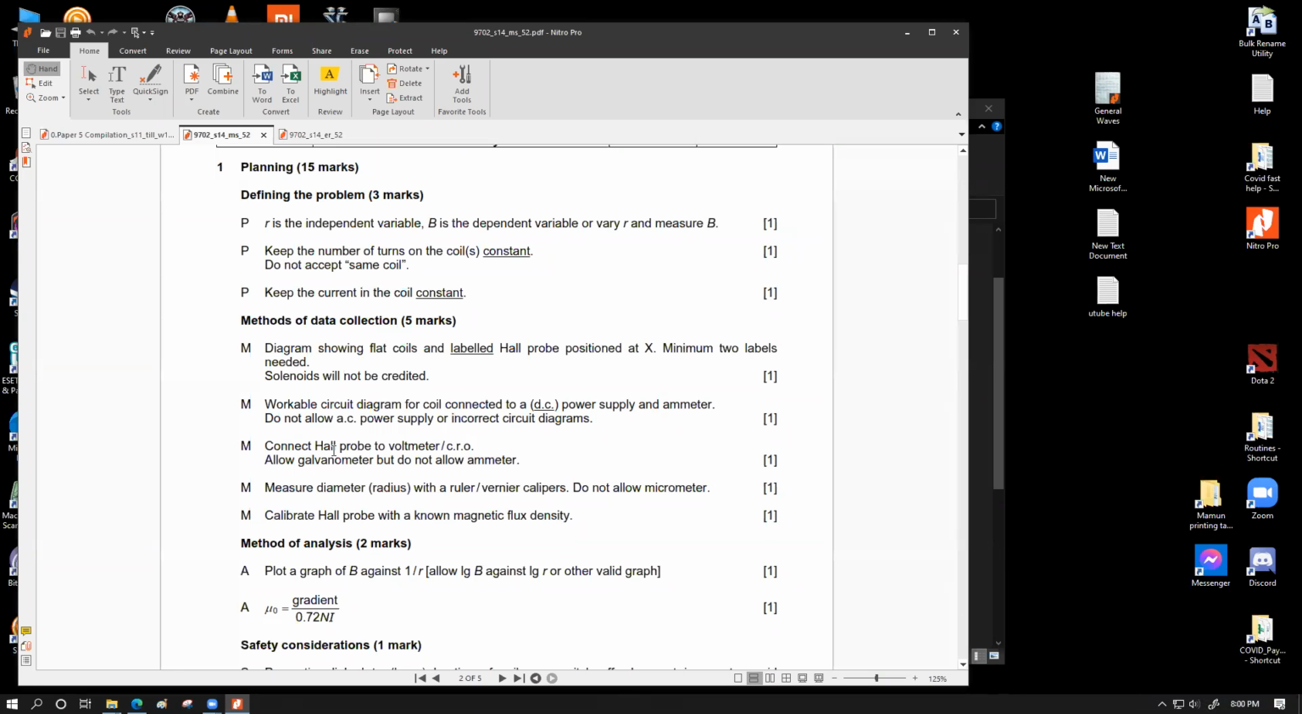Calibrate Hall probe with a known magnetic flux density. This is something that I would not also mention. Calibrate the Hall probe with a known magnetic flux density. Why is that a method of data collection? Shouldn't this be a safety precaution?